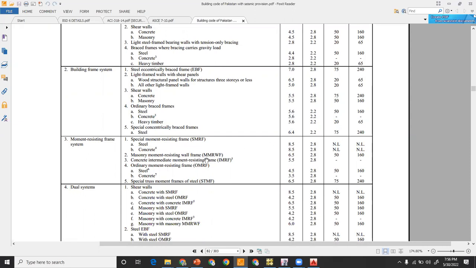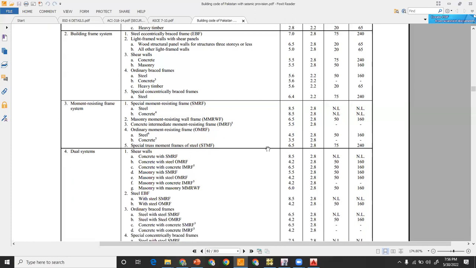And if the R value is 5.5, there will be less demand on your structure because the base shear is divided by R. So if it is divided by a smaller value, more demand will be on your structure, so it will give you more reinforcement in your columns, beams, and other structural members. Right, similar for the OMRF.